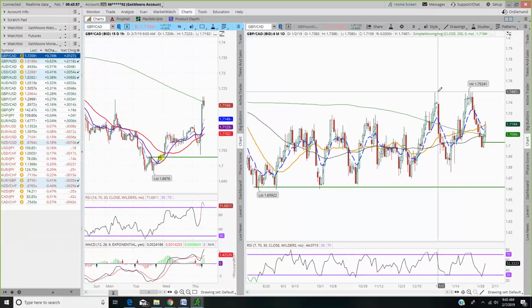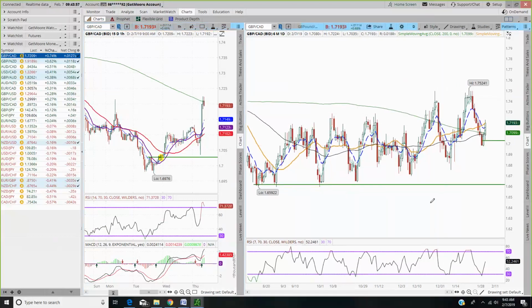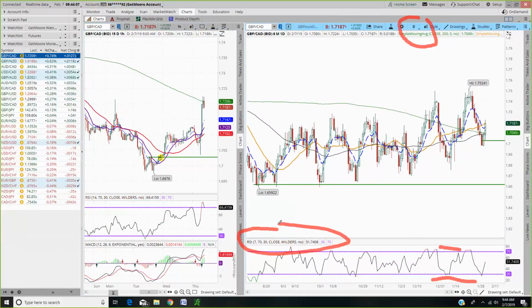Okay, so what you always want to do is start with a bigger time frame, okay? This is how I do it. I'm going to start with the daily. Now, what I'm looking for are these spots down here. This is the RSI indicator. Now, I have the RSI 7. That's what I like to use. When I'm looking at the daily, I have the RSI 7, 70, 30.